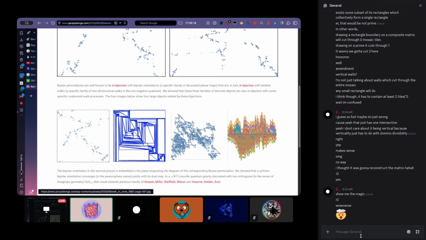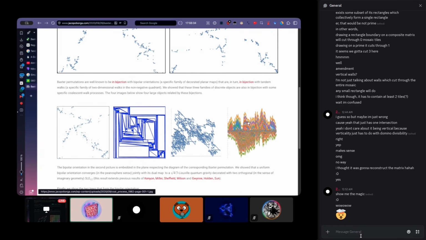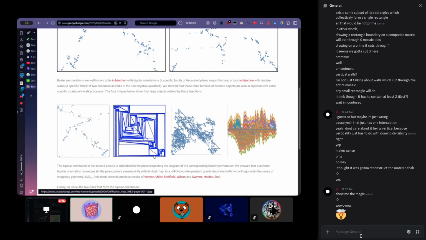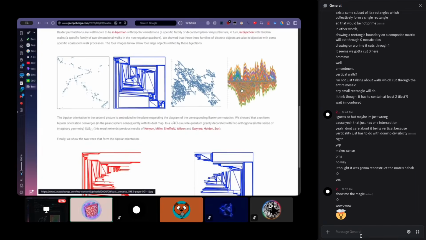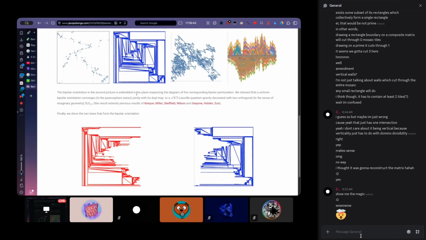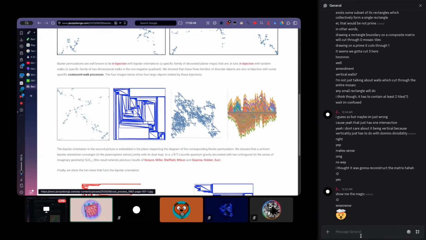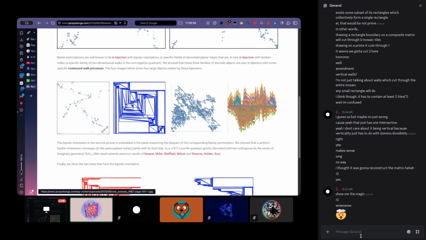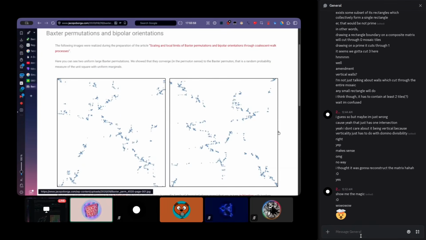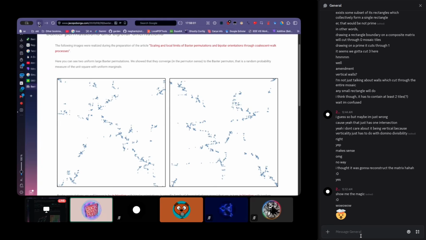So these are the Baxter permutations. These are mosaics, which are also kind of a one-to-one mapping with triangulations. And then these are lattice walks, and this is a structure that they have created called coalescent walk processes. Because it's a continuous process, they can take the limit of it, create the structure out of it, and then create a probability distribution for all the Baxter permutations. Quite cute. It's really, really interesting stuff.